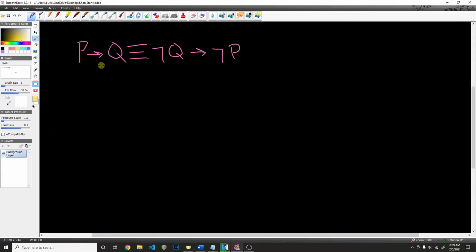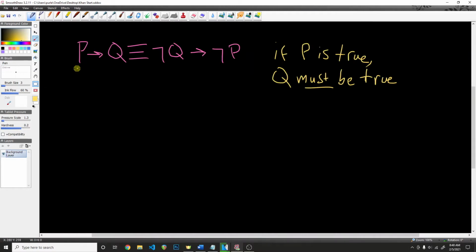All right, homework number one, problem number two is asking us to prove this statement in two different ways. This is P implies Q is equivalent to not Q implies not P. And again, P implies Q is basically saying if P is true, Q must be true. So that's what this implication means.